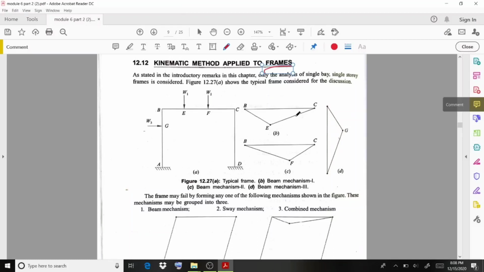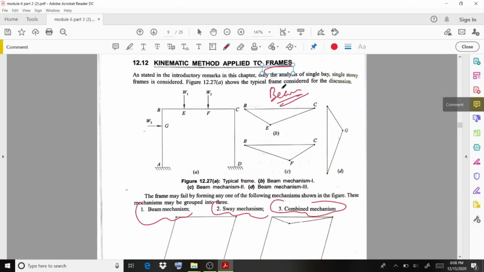In the case of frames, there are three mechanisms we need to calculate, that is the beam mechanism, then the sway mechanism, then the combined mechanism. So let us take a figure. A frame is shown here, and here you can observe ABCD, that's a frame, and W1, W2 are acting vertically, and W3 is acting horizontally. So first of all we need to analyze the beam mechanism.